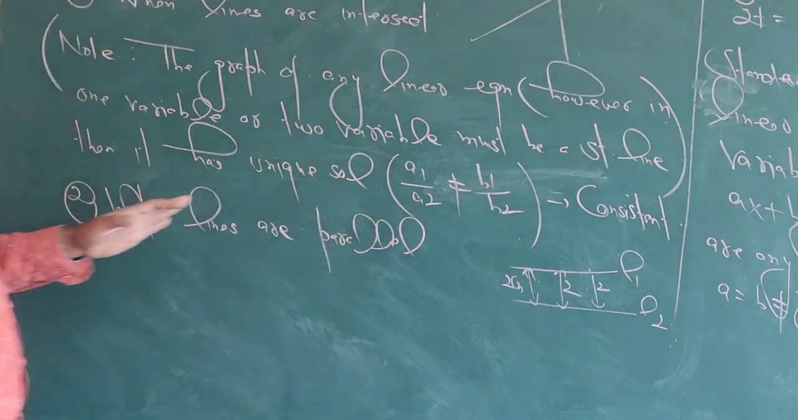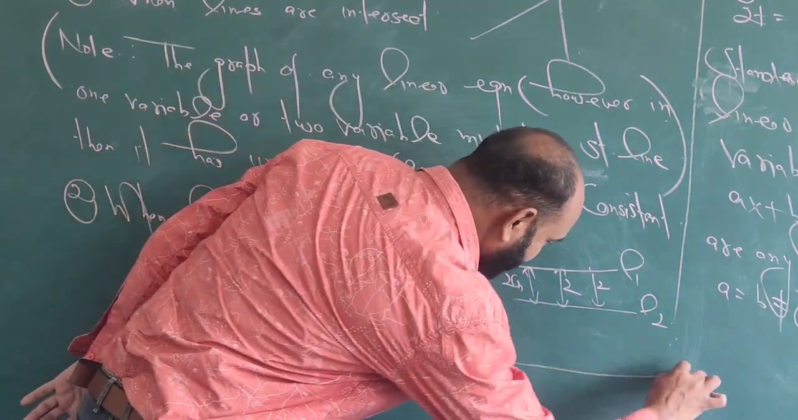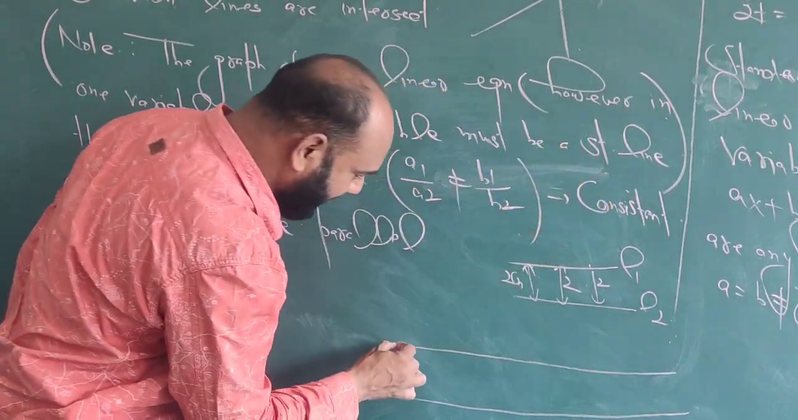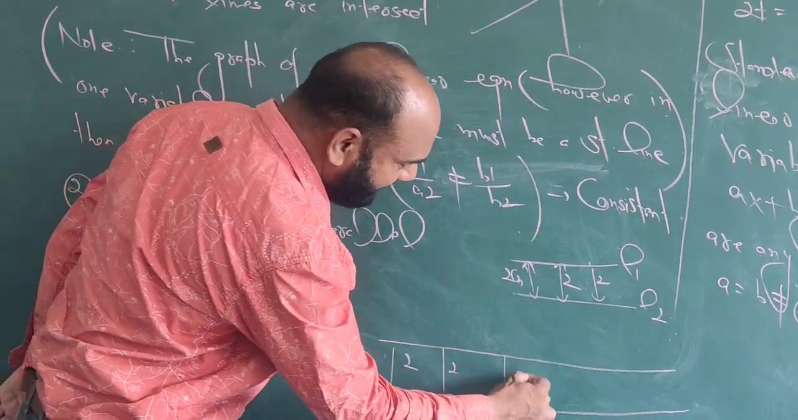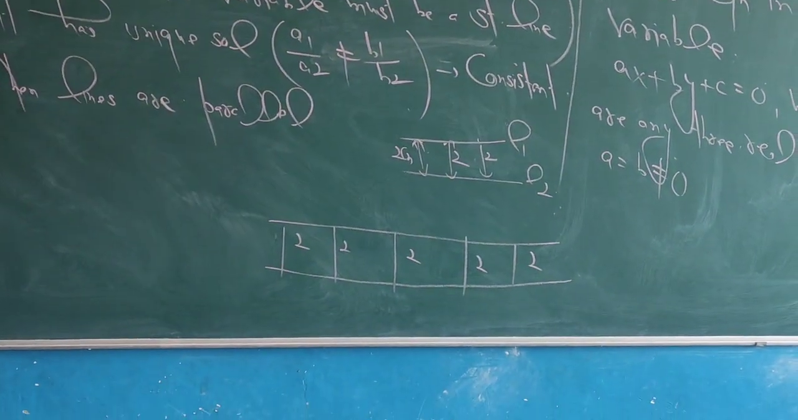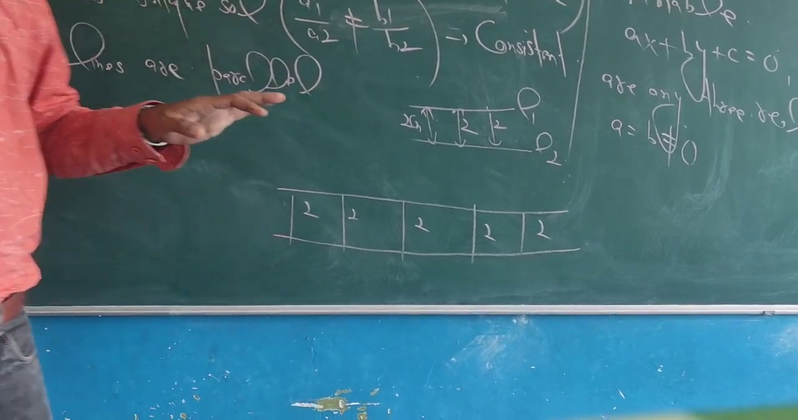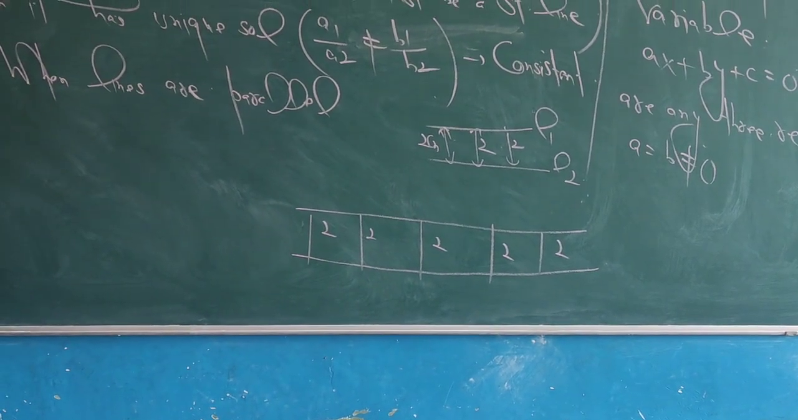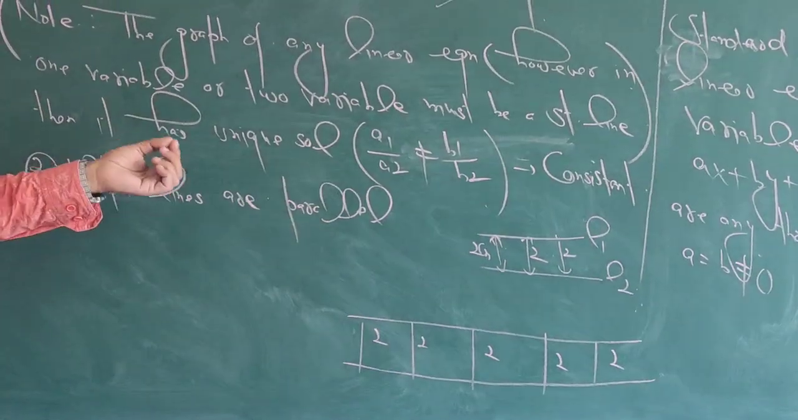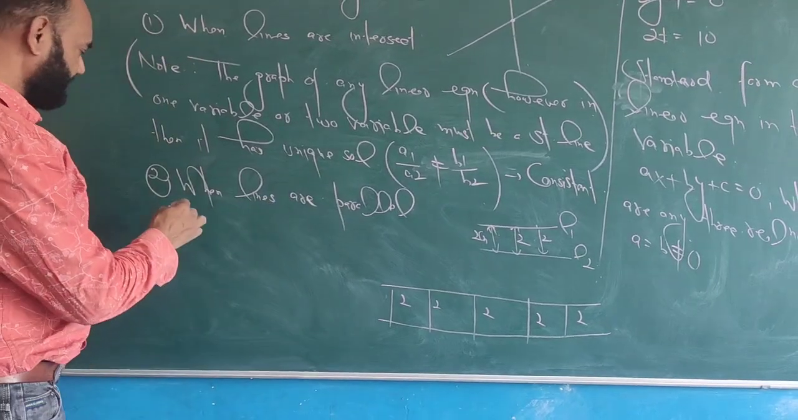We check parallel lines again and again, because the distance between parallel lines is always the same. When this is 2, this is also 2, and so on. So we can say that parallel lines never intersect at any point. So when two lines do not intersect, they have no common point. So we can say that when lines are parallel, then there is no solution.